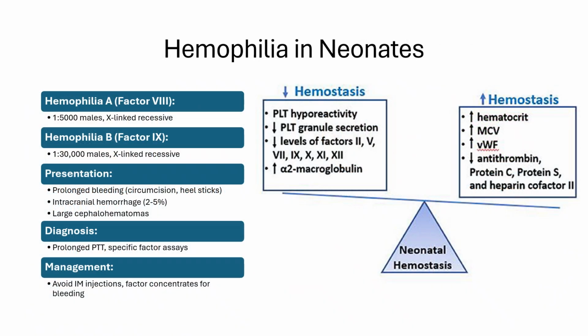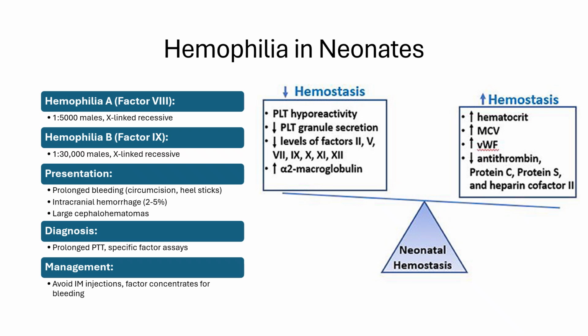Hemophilia represents the most common inherited bleeding disorder presenting in the neonatal period, caused by deficiencies in essential coagulation factors within the intrinsic pathway. The pathophysiology centers on inadequate thrombin generation on activated platelet surfaces, resulting in structurally weak clots susceptible to fibrinolysis. Hemophilia A, caused by factor VIII deficiency, affects 1 in 5,000 males through X-linked inheritance.